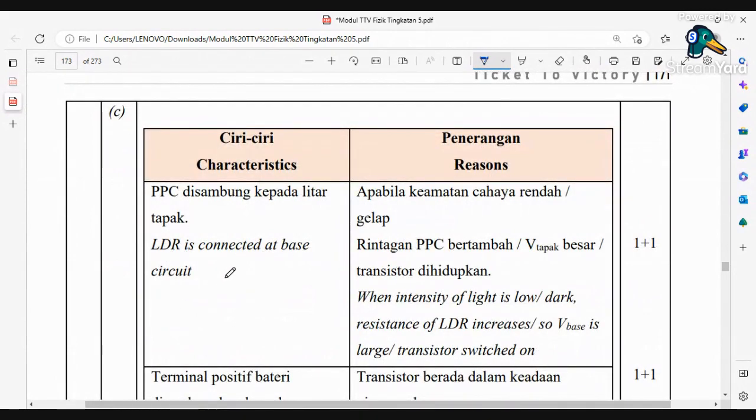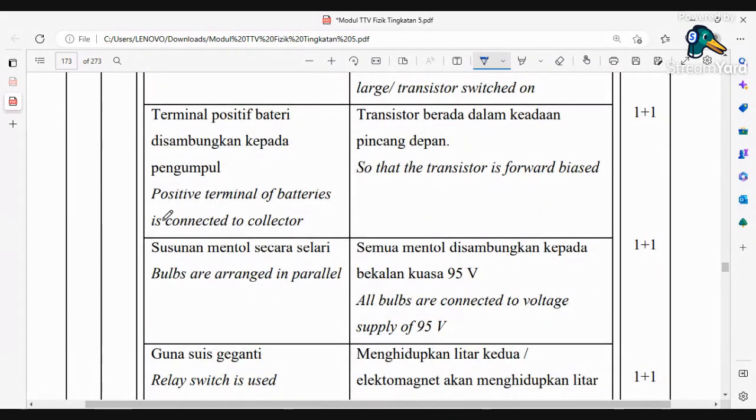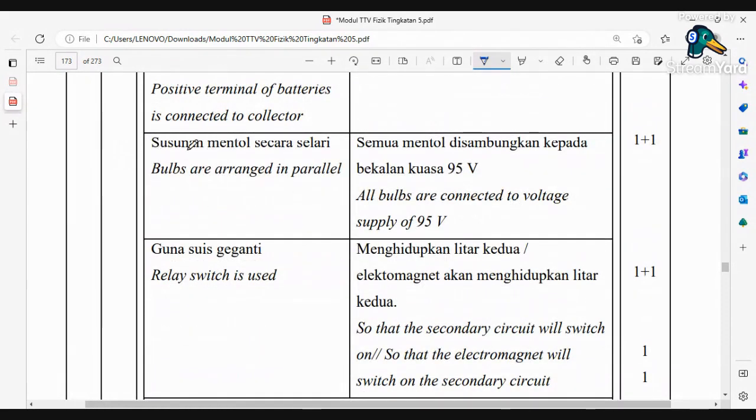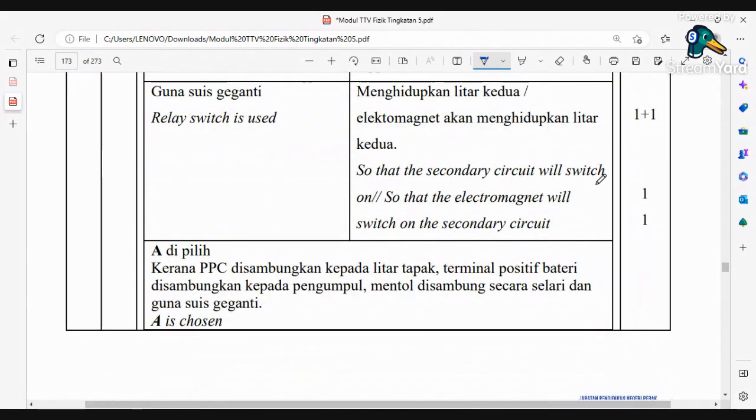Okay, the first one, LDR connected at base circuit. So intensity of light is low, dark. Resistance of LDR increases, so V base is large, transistor is on. Okay, positive terminal of batteries connected to collector, so that transistor is forward bias. Okay, relay switch, so that secondary circuit will switch on, so that electromagnet will switch on the secondary circuit. So from here we can see E is chosen.